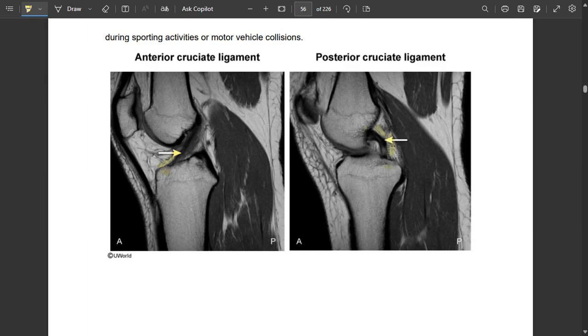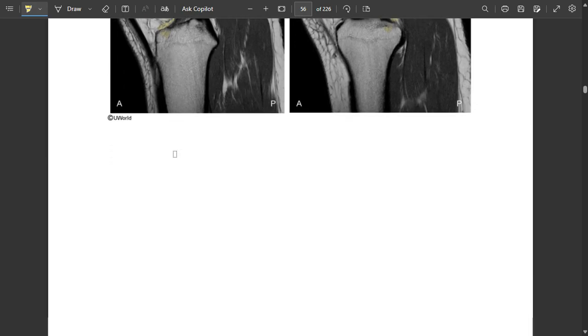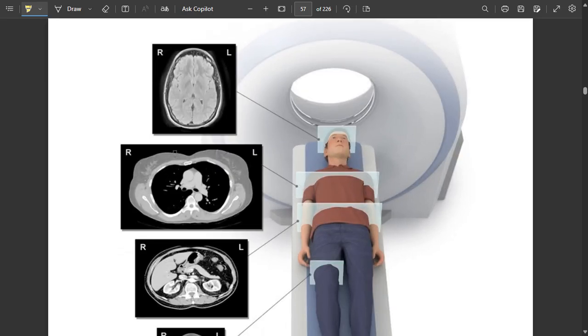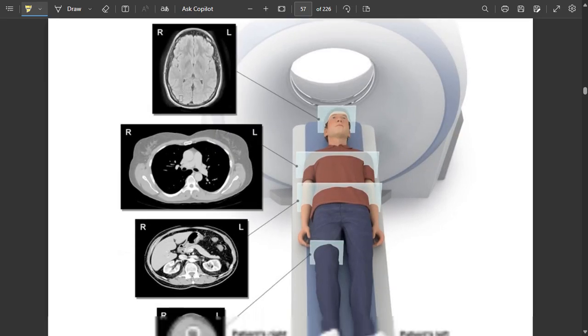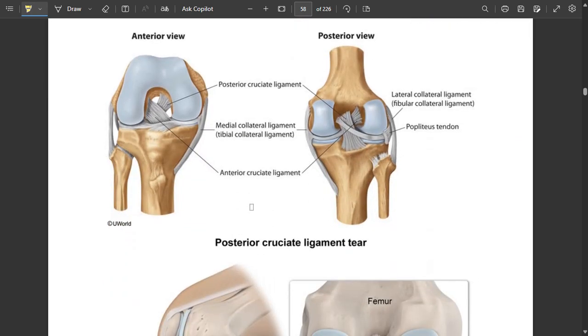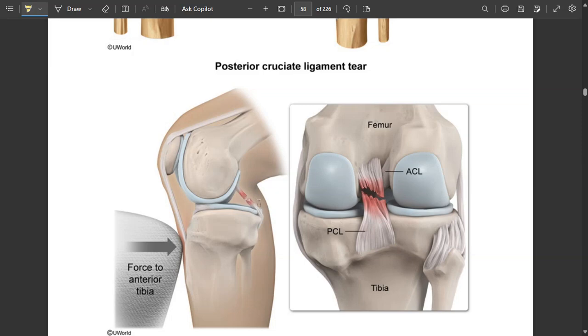On a more proximal slice, this dark surface is the ligament, and it runs like this. More oblique is the anterior cruciate ligament, while more vertical is the posterior cruciate ligament. This is the axial CT scan or MRI orientation: patient's right, patient's left. The posterior cruciate ligament tear occurs here. This is the tibia, the back surface, the posterior intercondylar surface of the tibia, where the PCL attaches.